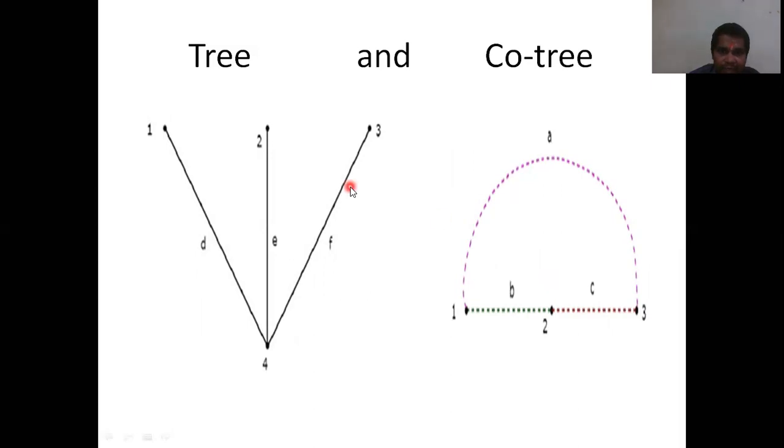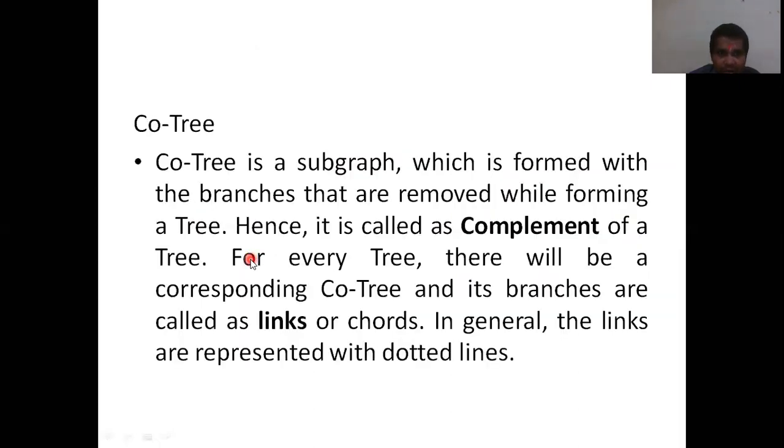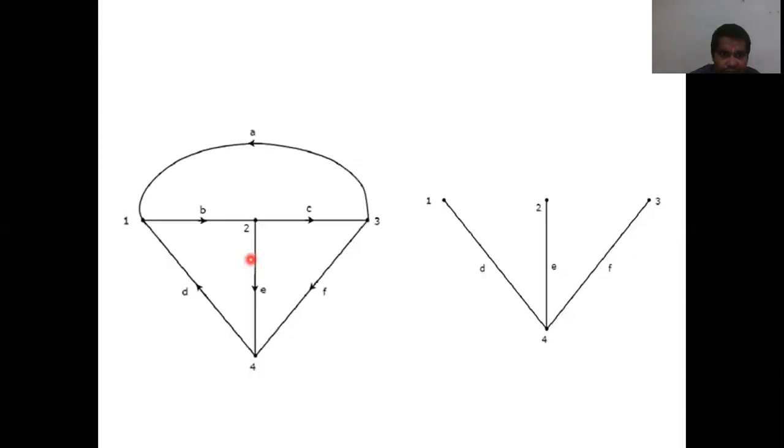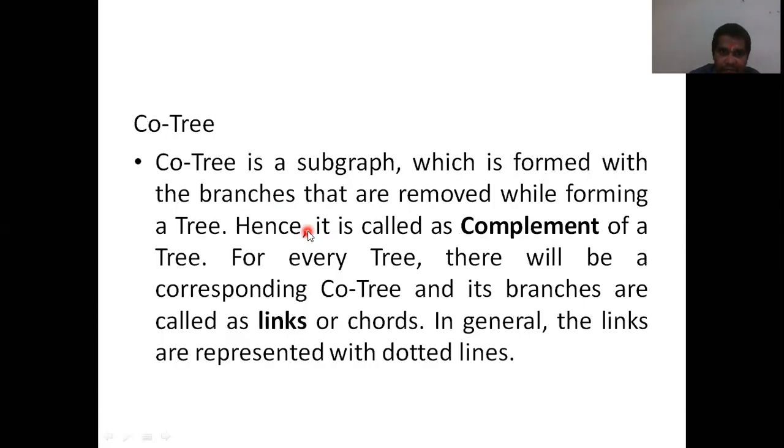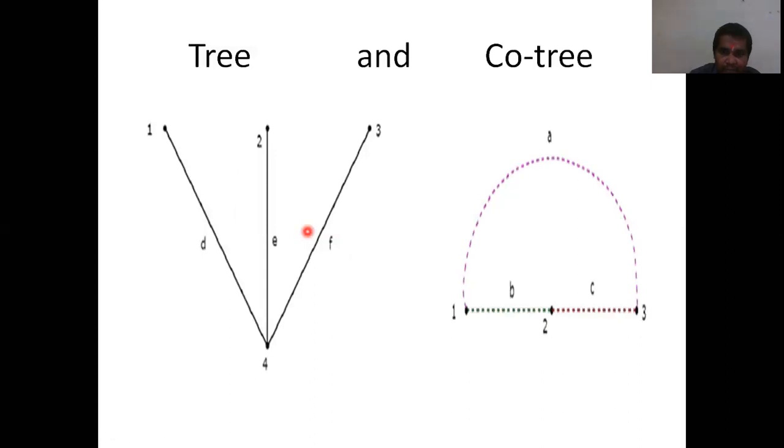the core tree. We have made this tree, and in your original diagram, what do we actually have? The tree where branches D, E, F are considered. So the other branches, A, B, C, are not considered. So branches A, B, C are nothing but the core tree. Branches A, B, C, they are the core tree, marked with the dotted line.